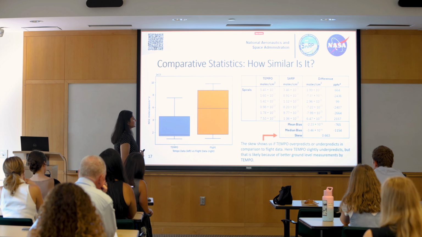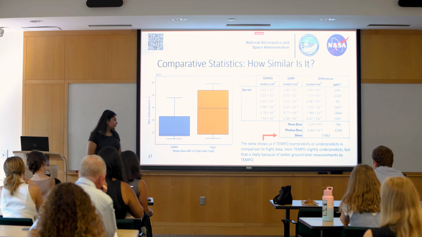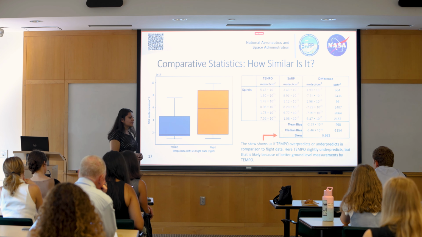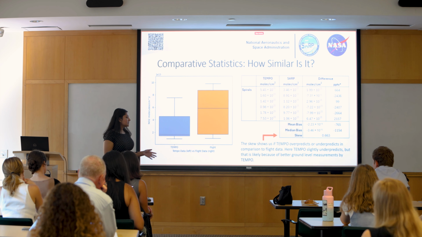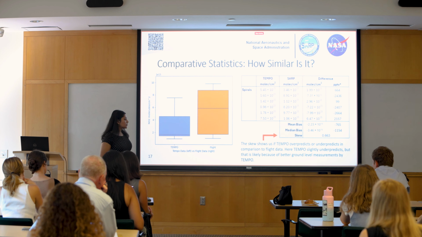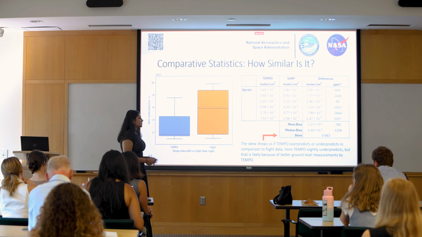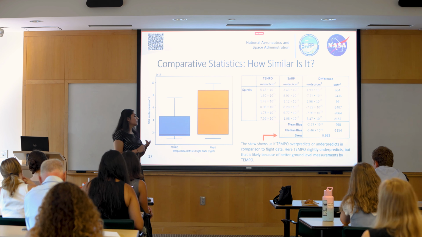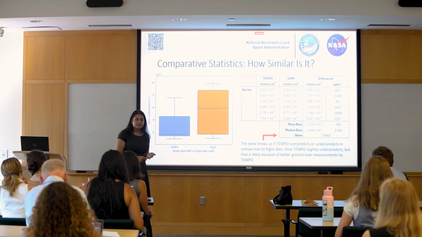The next statistic I would like to point out is the skew. The skew shows us if TEMPO overpredicts or underpredicts in comparison to flight data. Here we see TEMPO slightly underpredicts, so a little more support for that. But that is likely because of either better ground level measurements by TEMPO or due to the hourly intervals once again.